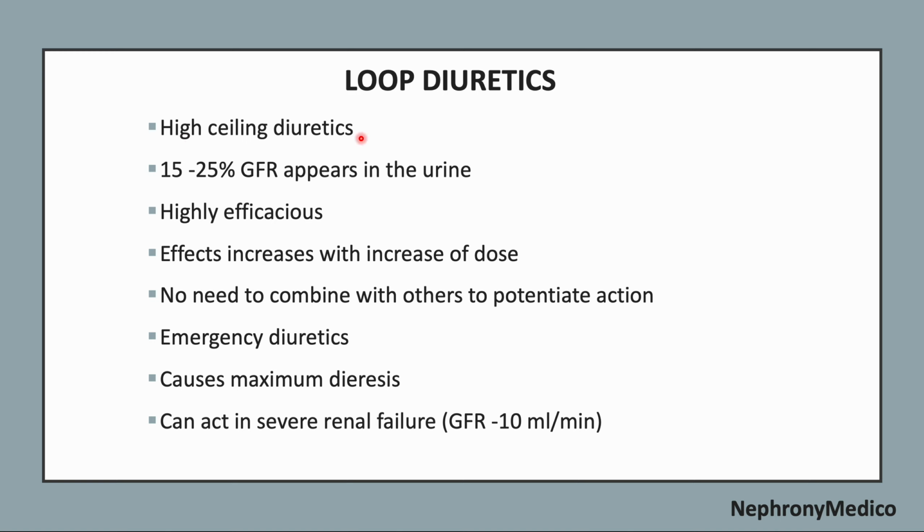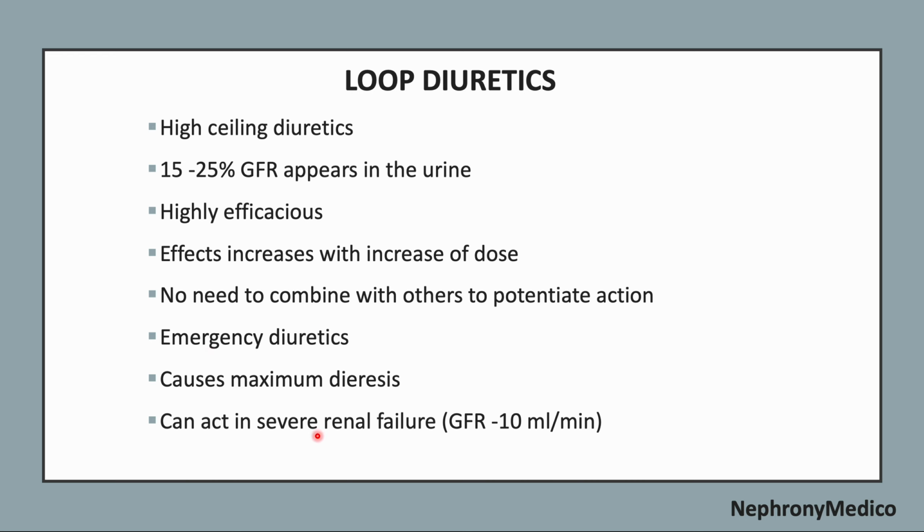These are the high ceiling diuretics, and 15 to 25% of the glomerular filtration rate appears in the urine. It is highly efficacious and its effect increases with the increase in the dose. There is no need to combine with others to potentiate the action, and it is an emergency diuretic as it causes maximum diuresis.